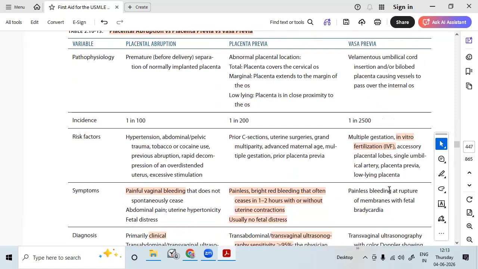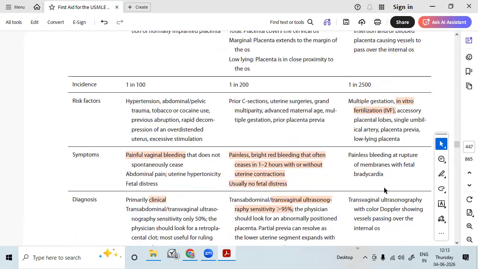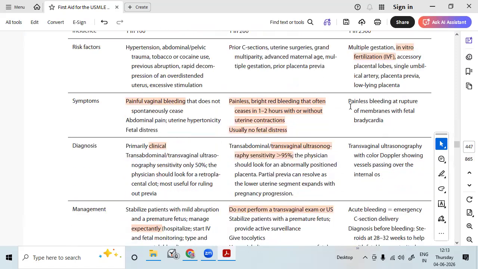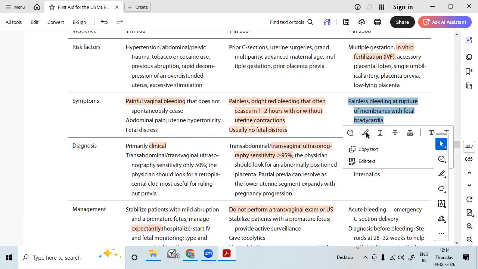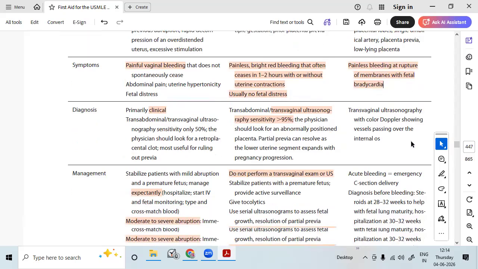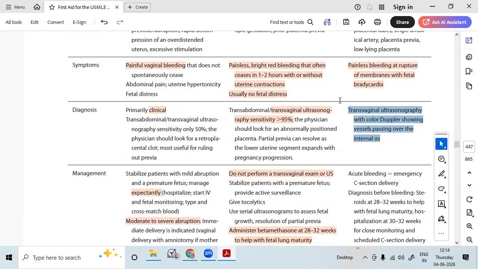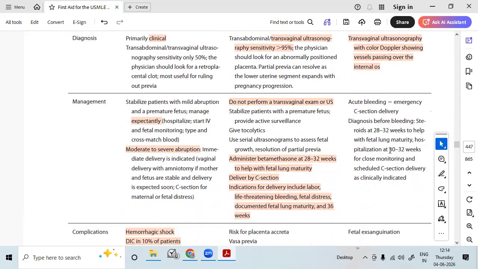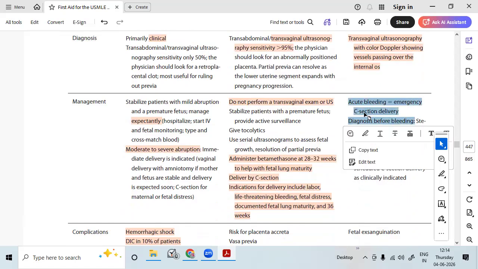Vasa previa, we've seen risk factors. Let's see what the symptoms are. Again, vasa previa will be painless bleeding and rupture of membranes, but there will be fetal distress. So fetal bradycardia is seen. Transvaginal ultrasonography with color Doppler shows vessels passing over the internal os. Acute bleeding equals emergency C-section delivery.